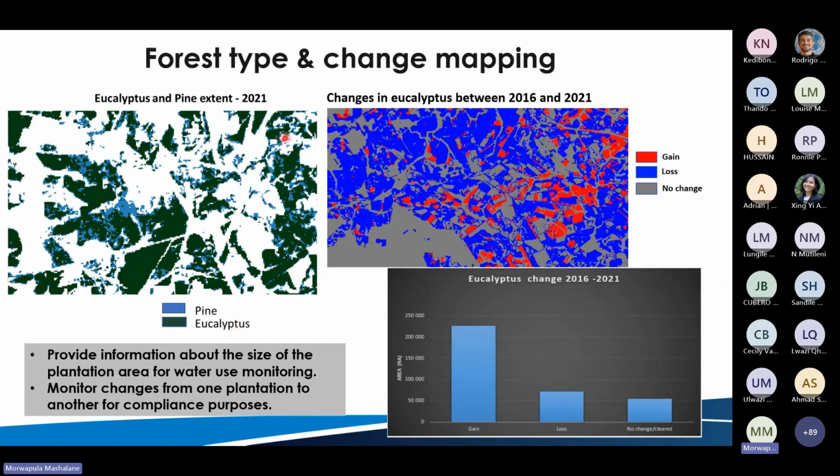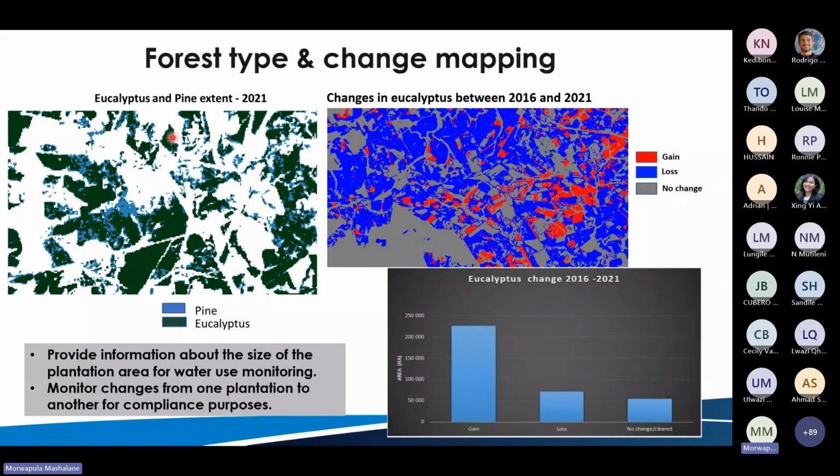So also the forest type mapping, whereby, for instance, in this case, we're mapping eucalyptus and pine extent, and also the changes, as we know that eucalyptus and pine affect water resources. So this information is also very important for the Department of Water and Sanitation and also the municipalities for monitoring if the plantation owners are complying with the rules that have been stipulated by the Department of Water and Sanitation.